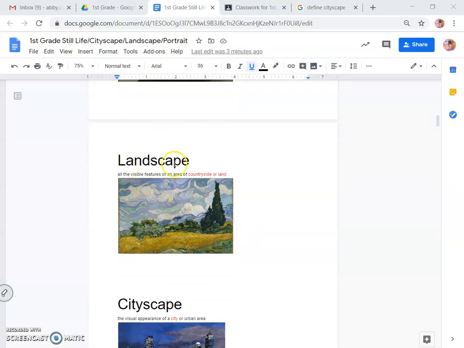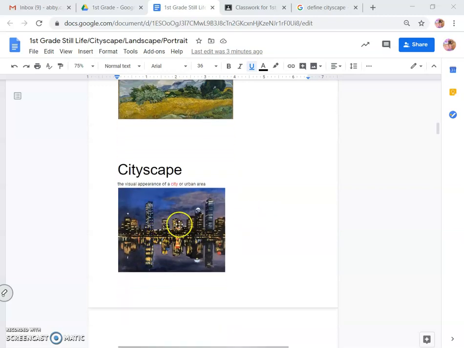Landscape. You remember this one probably from last year too. Landscape, all the visual features of an area of countryside or land. So this is out in the country and it's nature. So they have trees here, they have sky and clouds, grass and bushes and flowers. So a landscape is not a picture of a person and it's not a picture of objects, but it's a picture of nature outside. You guys remember that one.